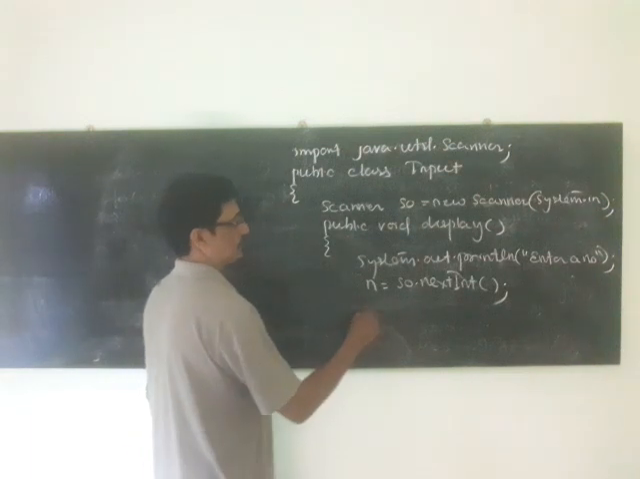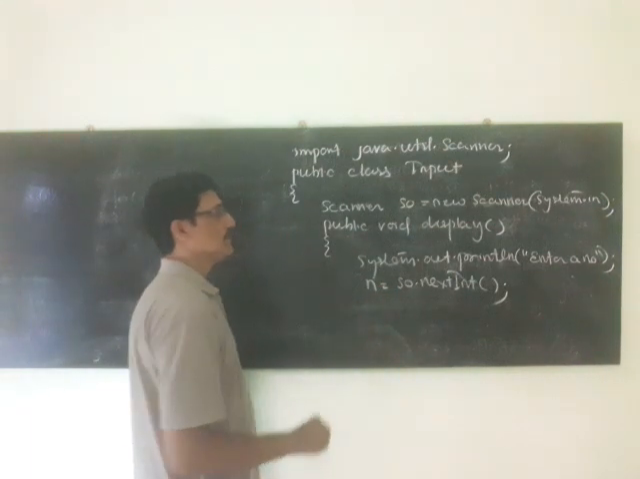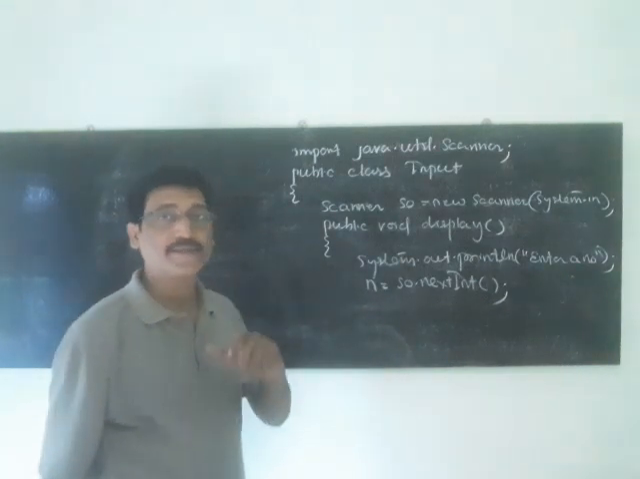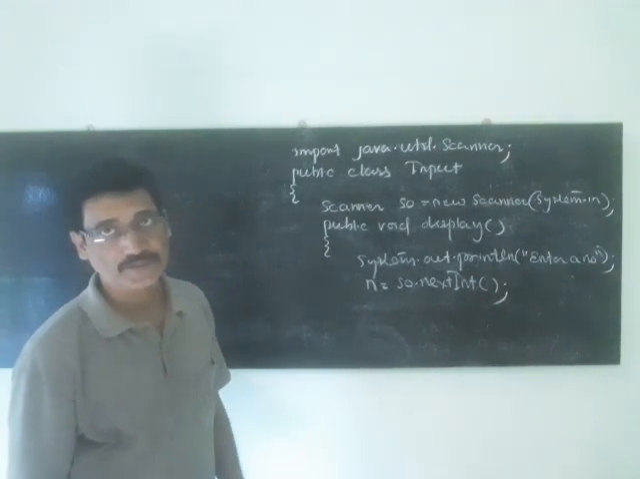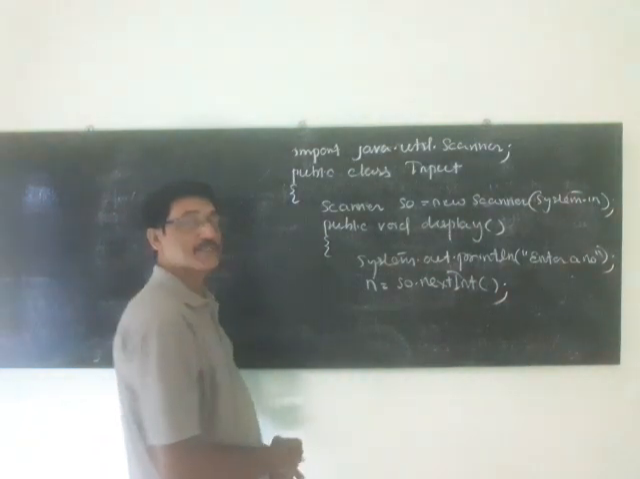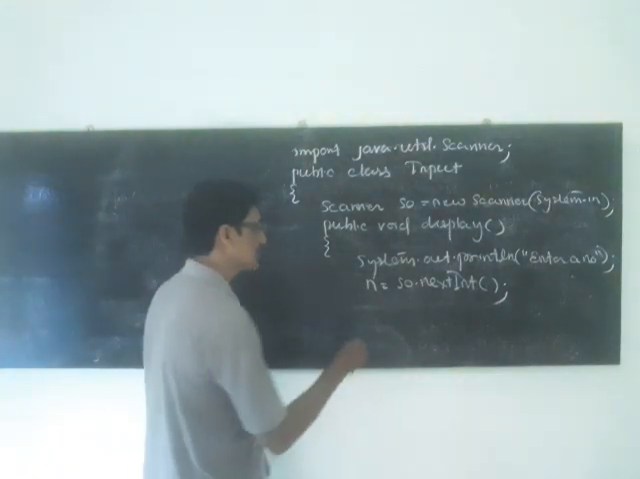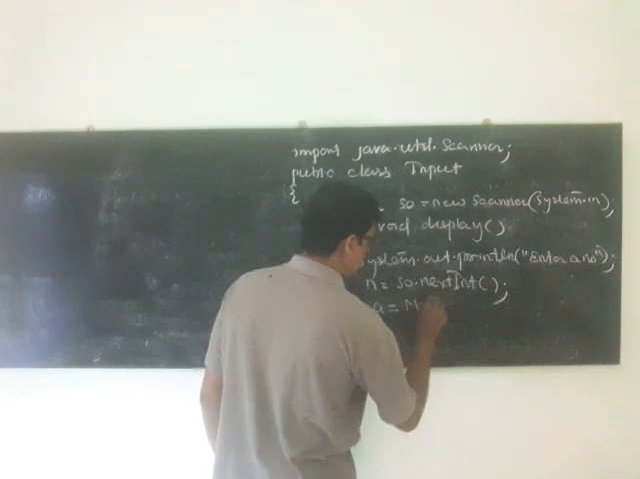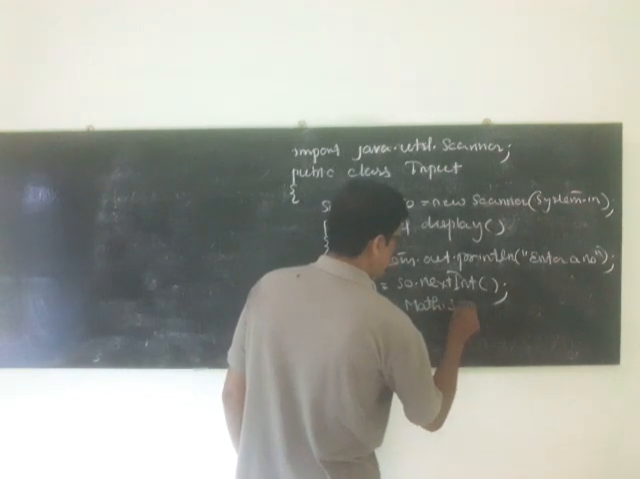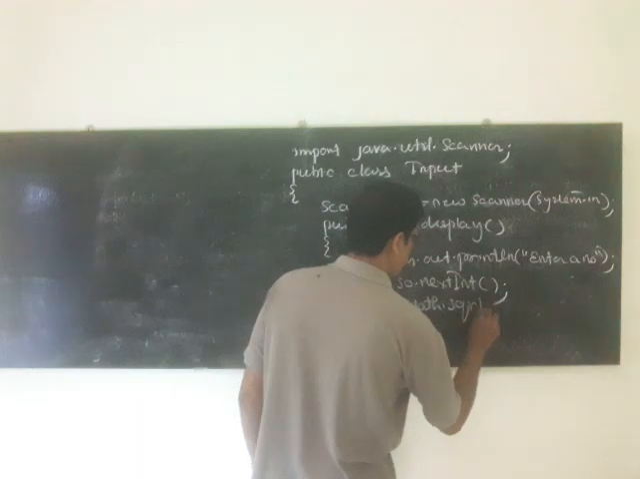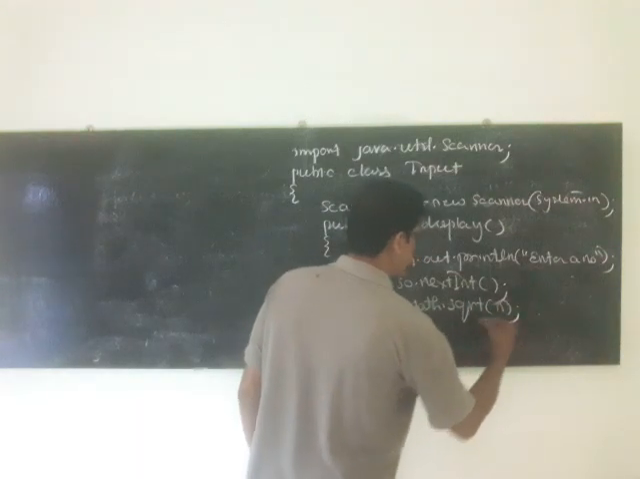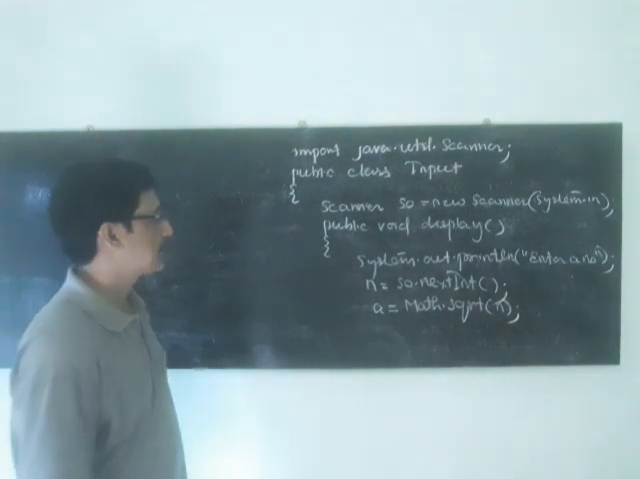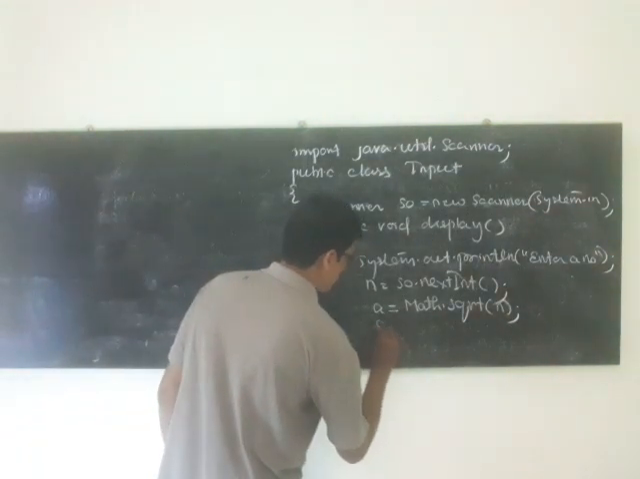Now, as our question is to find the square root of the number, and the input number is stored in the variable n, you can use the sqrt function to find the square root of the number. Let us store the square root of the number in a variable, say a. So a is equal to Math.sqrt(n). Using the square root function, you can find the square root of the number and print it on the screen.